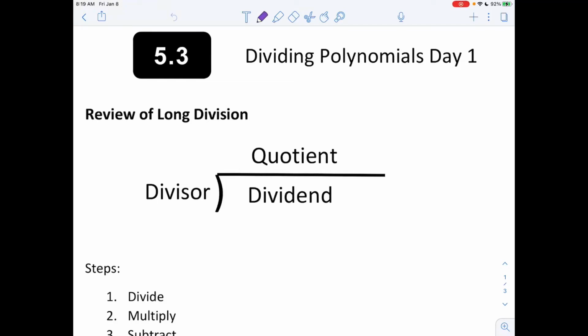Hi everyone, today we're going to be talking about the first day of dividing polynomials. But before we get into dividing polynomials, we're going to take a trip back to elementary school and I'm going to remind you about long division.